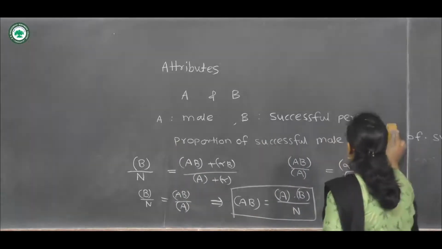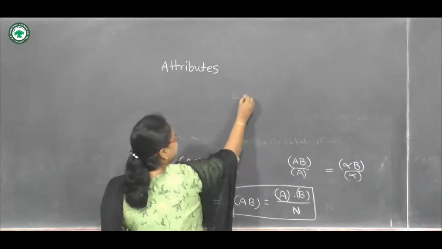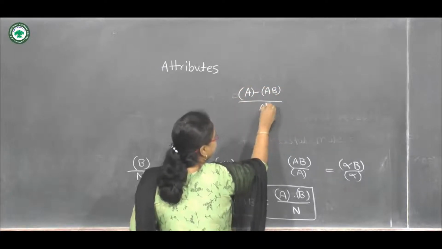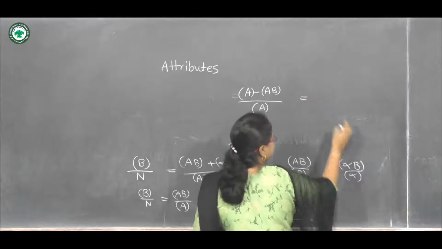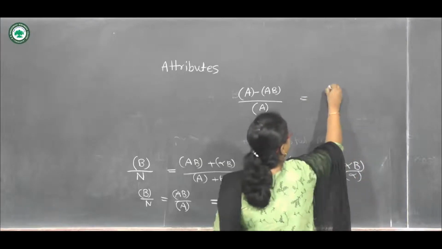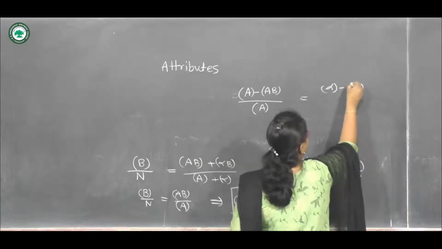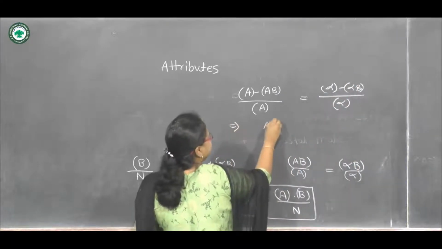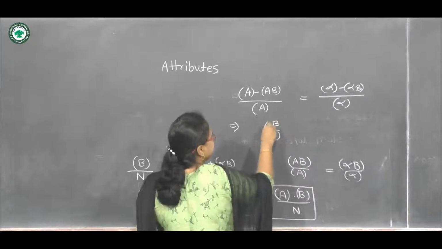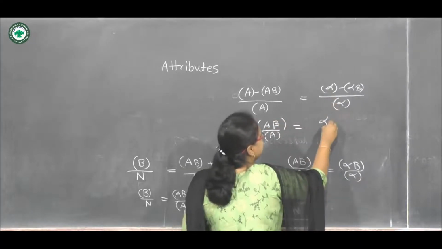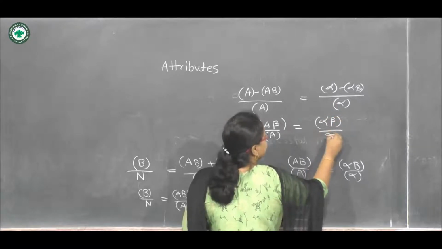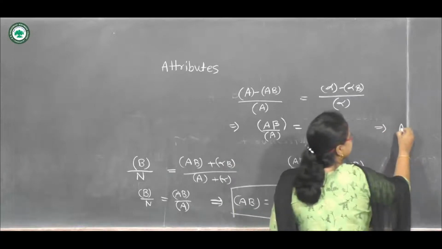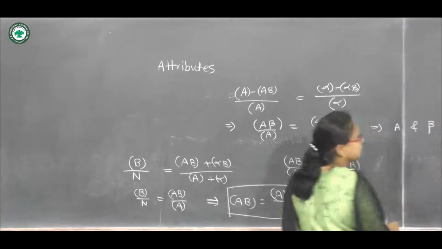For that purpose, here we can write A minus AB upon A, and from here we can write alpha minus alpha B upon alpha. So this will be A beta upon A equals alpha beta upon alpha. From this we can say that the attributes A and beta are independent.